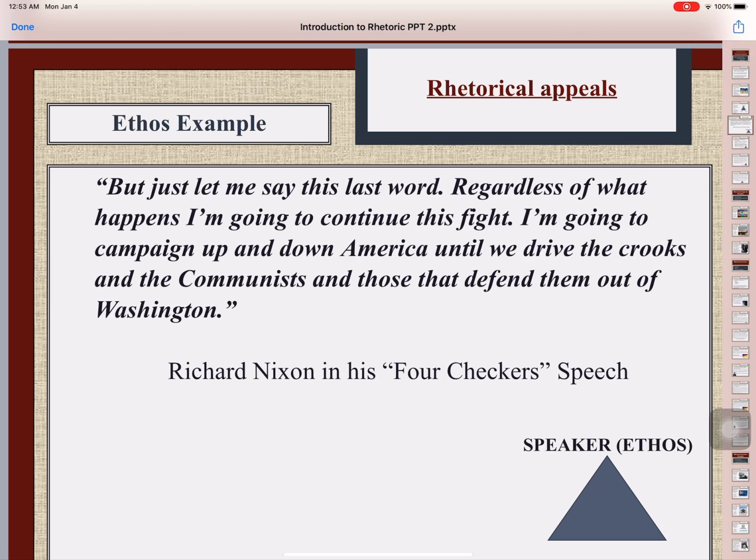Then he uses that we, right? Good stuff there. And notice how he's separating himself from the crooks and the communists, right? Interesting stuff there. And I'm looking at my notes as I'm looking at your notes. And there you go. Good stuff.